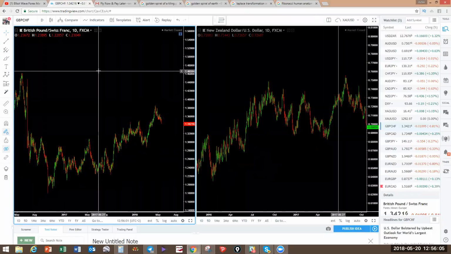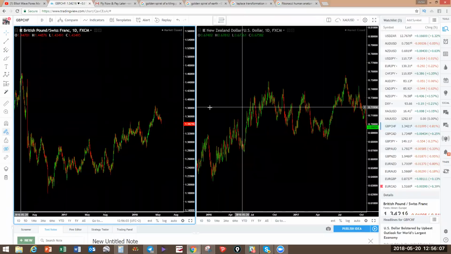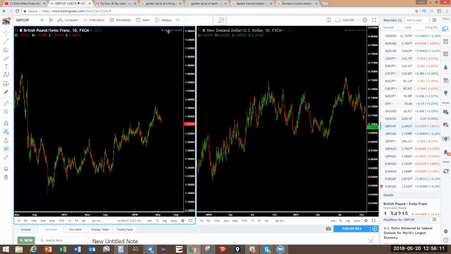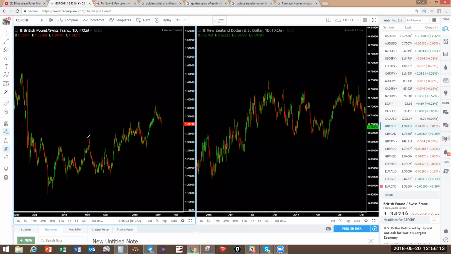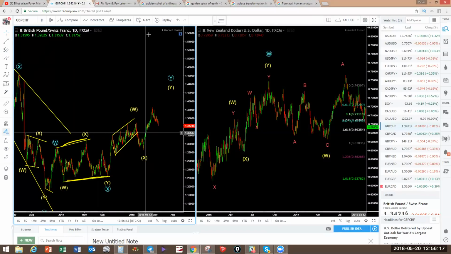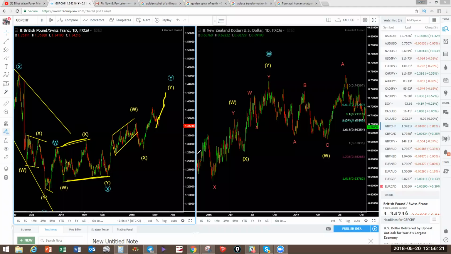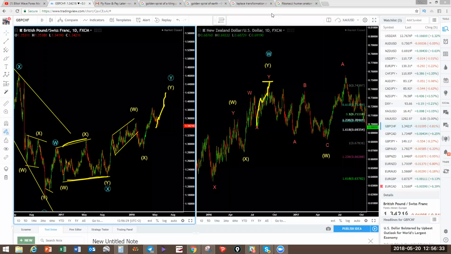And while we're looking at the structure, the sequence on pound CHF needs to relate to the structure that we are expecting. So if we switch off there, switch on there, that is the structure. We are expecting one more up to complete the Y as well. This is the one up that we're looking at to complete that Y. Okay, I hope that is clear. All right, so that's how we trade similarities as well.